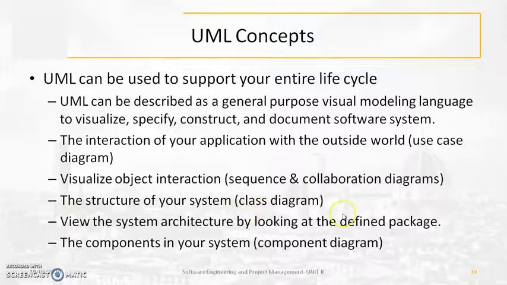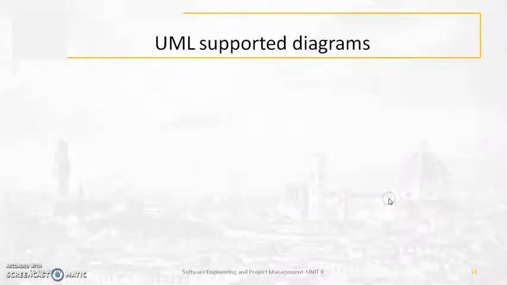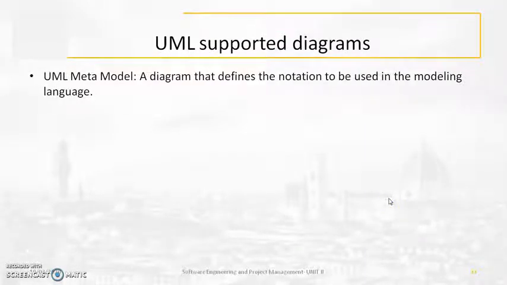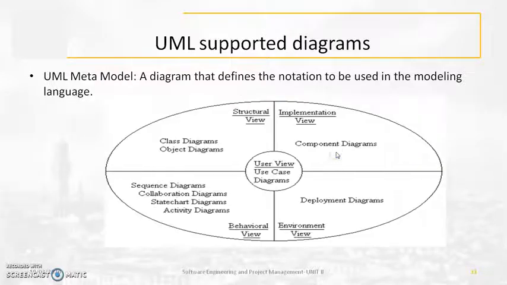View the system architecture by looking at the defined packages. Components of the system, we call it a component diagram. So these are a few types of the diagrams in UML. UML is one of the meta models which defines the notations to be used for modeling that particular language. So it is divided into 4 views. Structural view consists of class and object diagrams.